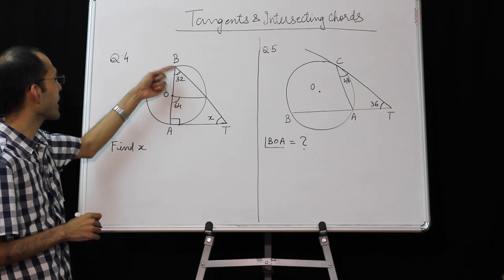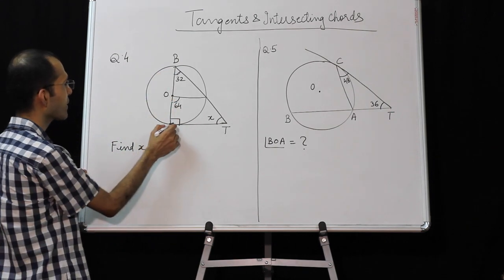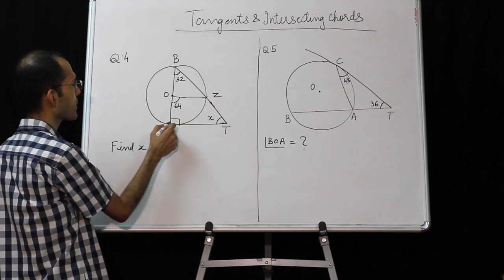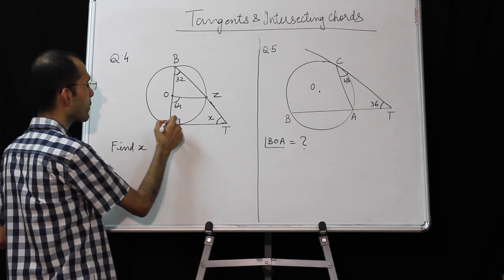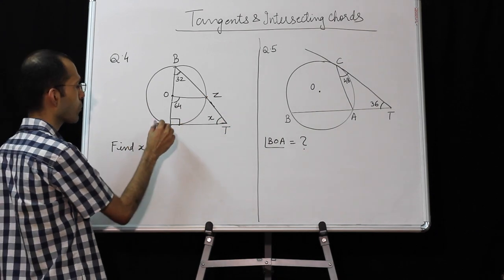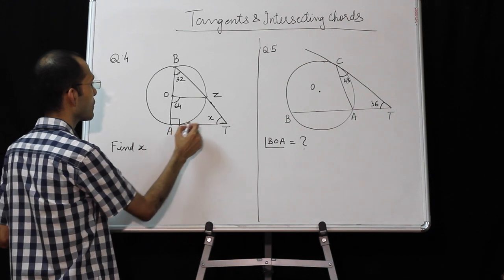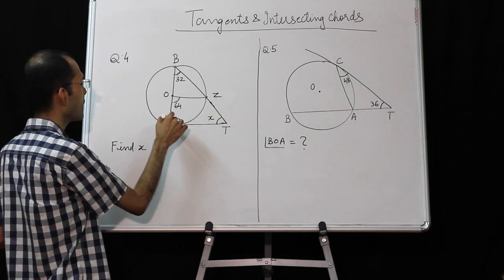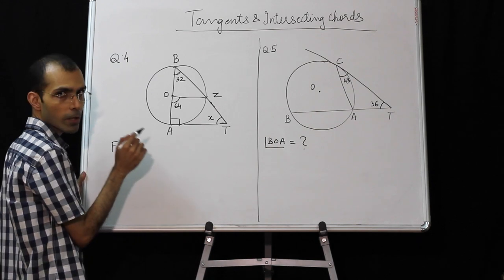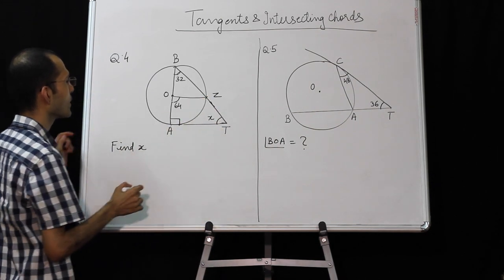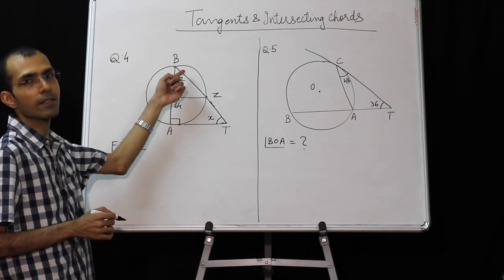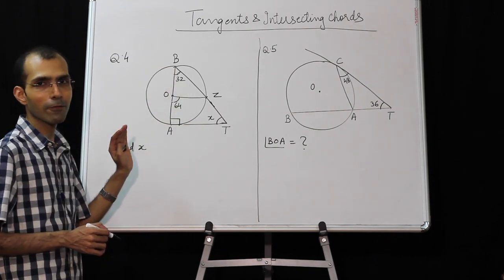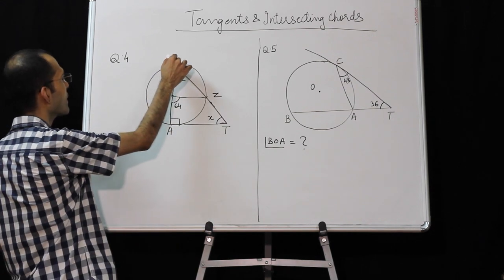Angle at the center is twice the angle at the circumference. Look at this angle. Let this point be, say, Z. Observe angle AOZ. What is the mouth of the arc? AZ. Observe angle ABZ. What will be the mouth of the arc? Again, AZ. But this is at the center and this one is at the circumference. So angle at the center is twice the angle at the circumference, so the circumference angle will be half. So this is 32.